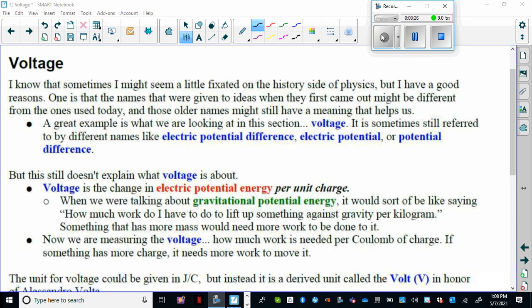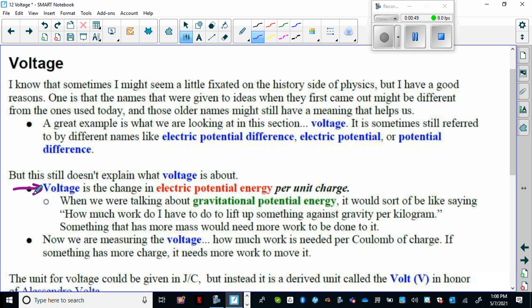There are many names for voltage: voltage, electric potential difference, electric potential, or potential difference. They all describe what voltage is. And what is voltage? Very simply, voltage is the change in electric potential energy per unit charge.